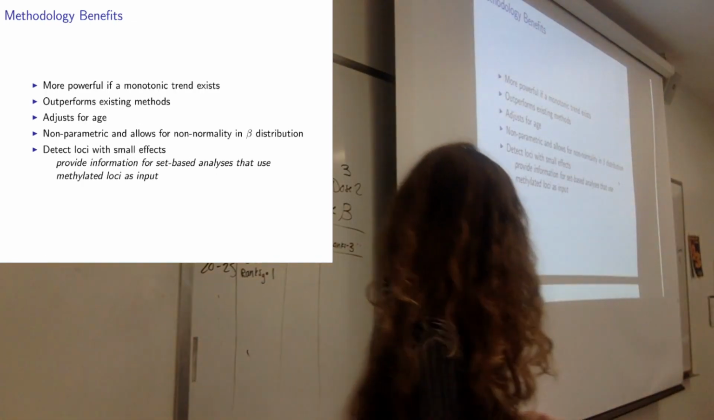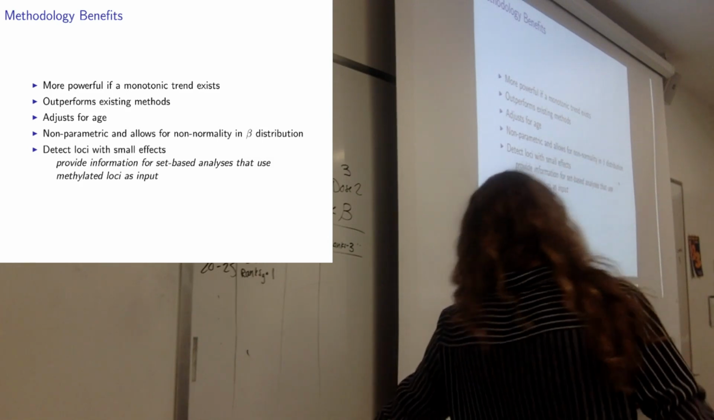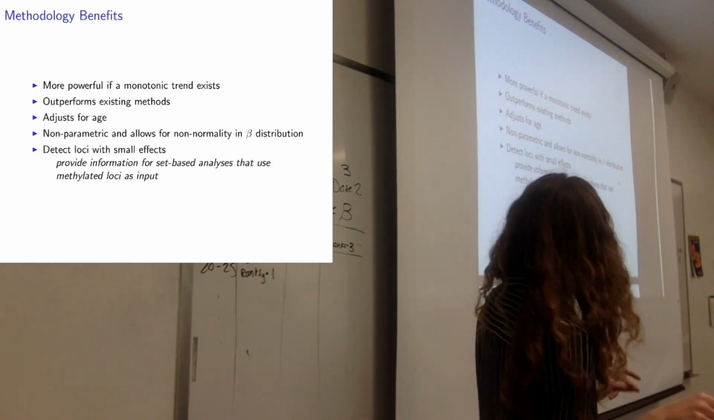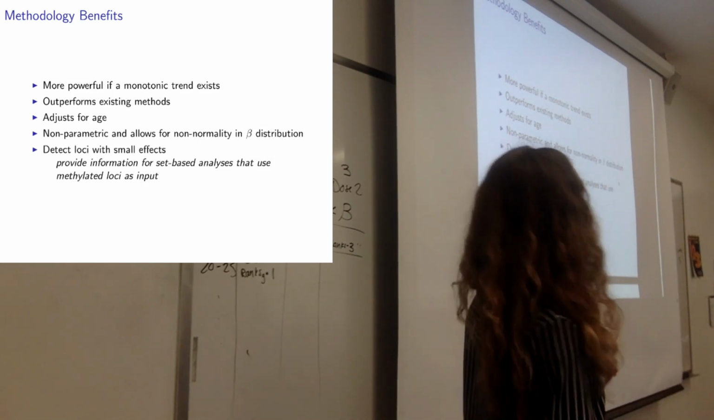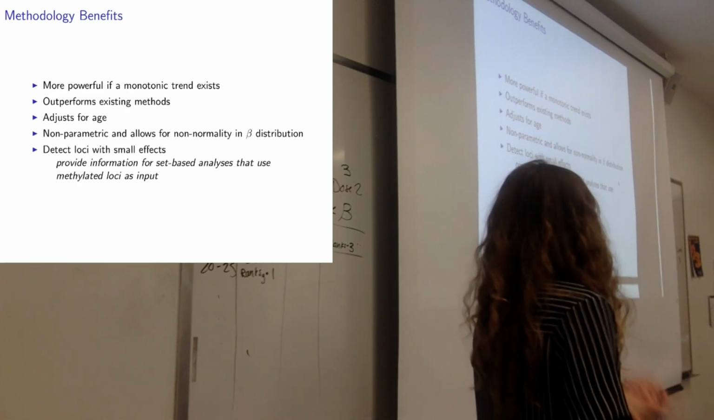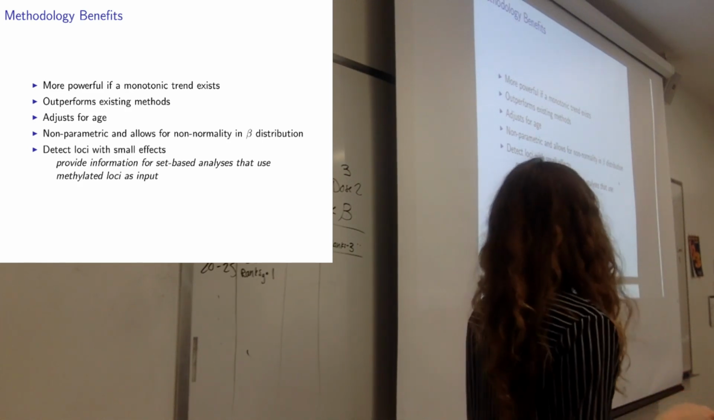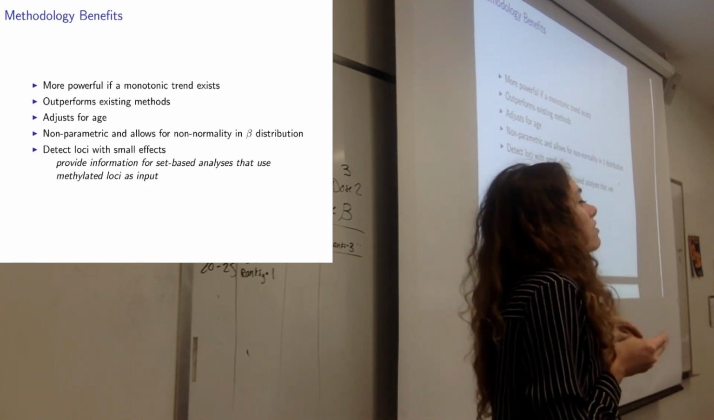Okay, so just a simple recap of benefits. This is more powerful if a trend exists across these treatments. It outperforms existing methods, again, under the caveat that there's a trend. It adjusts for age, which is important for methylation. It's nonparametric, so your beta can take on any values. And this allows you to detect loci with small effects.